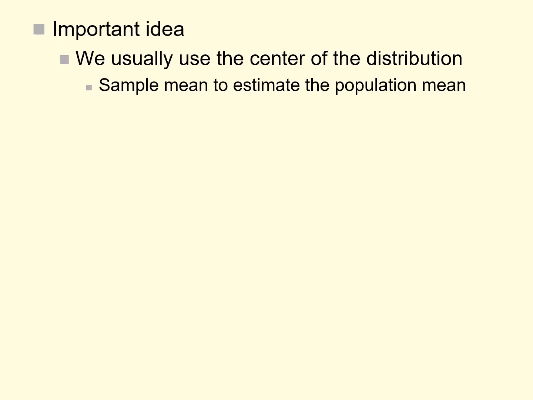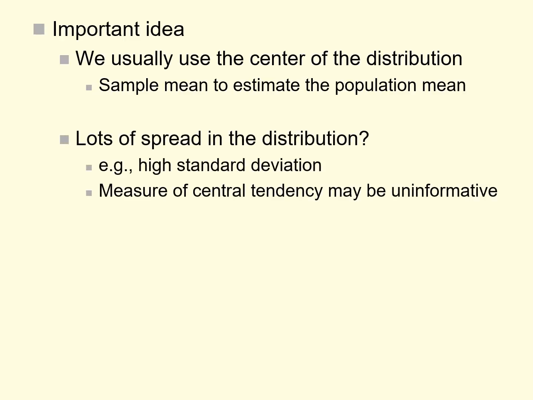We want to use these means, but if there's a lot of spread in the distribution, if there's a high, for instance, standard deviation, then measures of central tendency, especially the mean, may be somewhat uninformative. If you think about this intuitively, if you take a class and have a test and you ask the teacher, what was the class average? And she says, well, the class average was 82. And you ask, well, what's the standard deviation? If the standard deviation is 2 points, then that 82 is a pretty good indicator of where most of the people in the class scored on that exam.